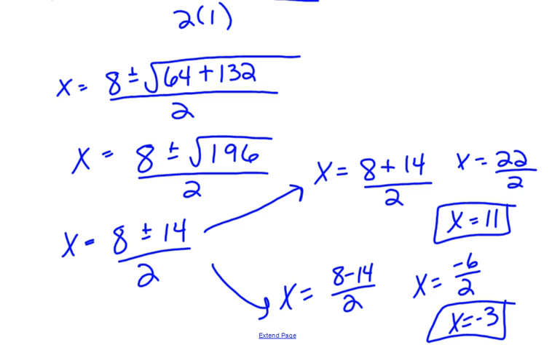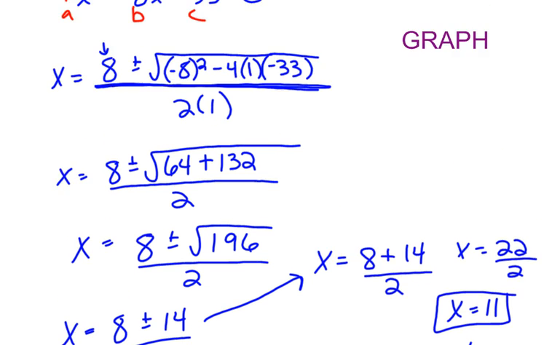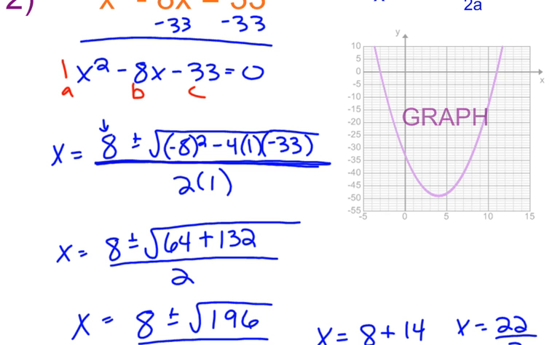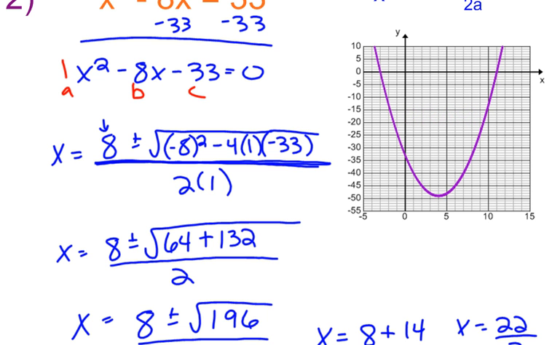Again, if we want to go back up and check our graph, we will see that our graph crosses the x-axis at negative 3 and 11.